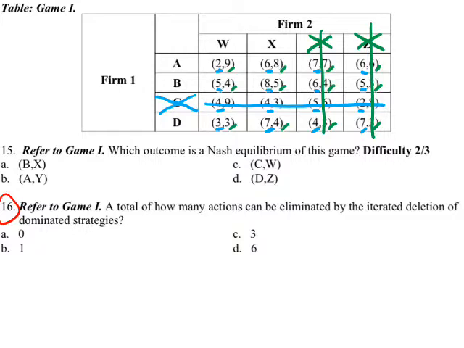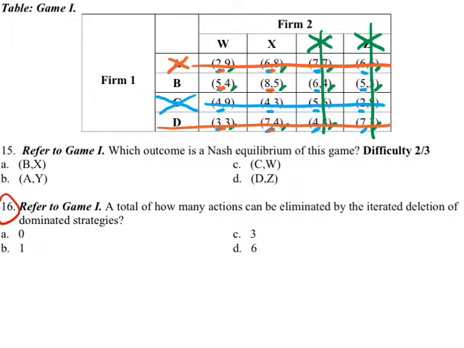Let's go back to firm 1. If firm 1 plays A, it gets 2, 6. If it plays B, it gets 5 higher than 2 and 8 higher than 6. We know that A will never be played. We can remove it. Now let's compare B and D. 5 higher than 3, 8 higher than 7, and that's it. So we know that D will never be played.